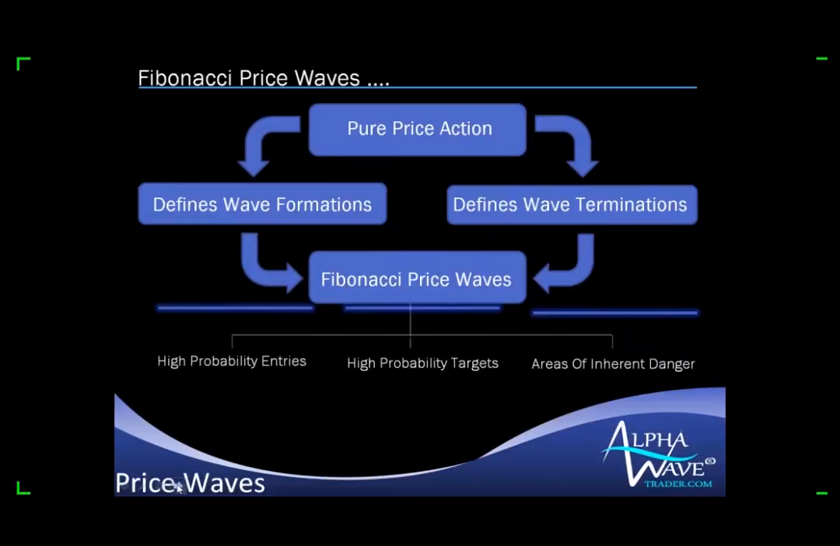Fibonacci price waves are what create pure price action. They define wave formations and wave terminations, and therefore give you high probability entries, high probability targets, and show you the most essential component of all: when to stay out of the markets.